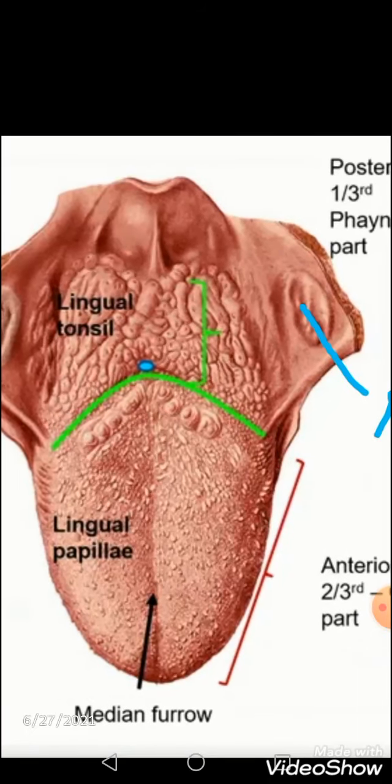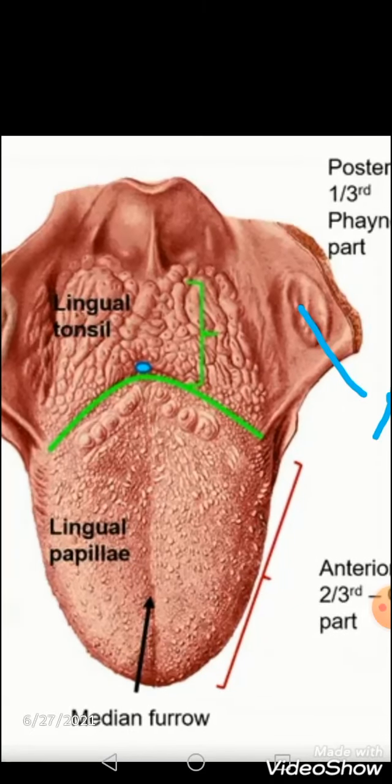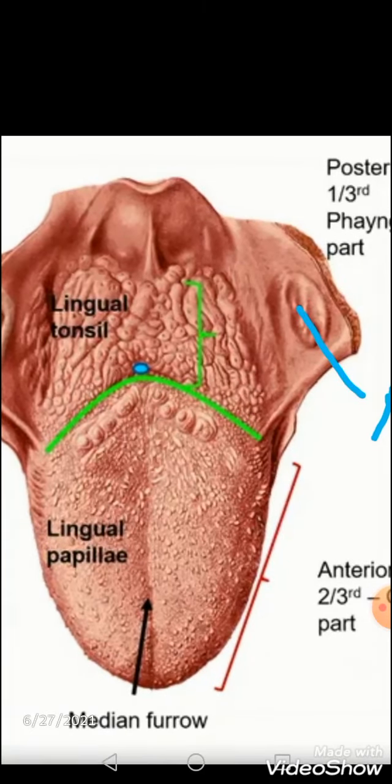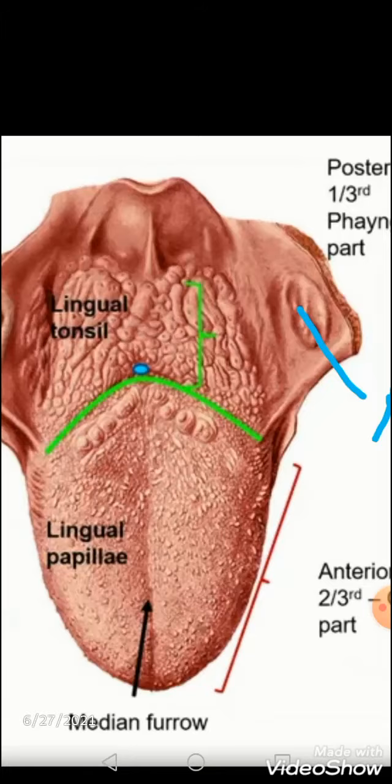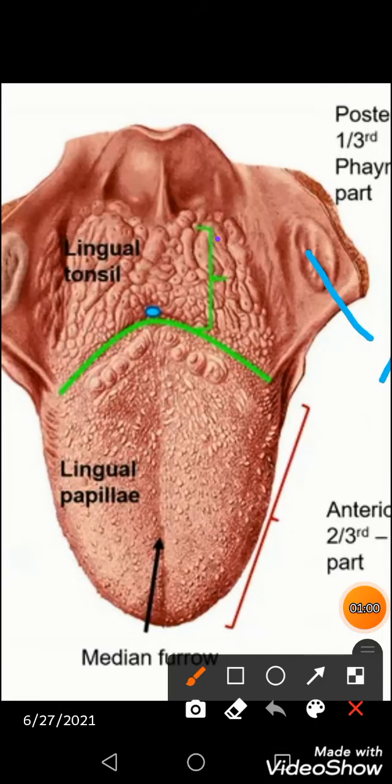What are they? Basically here, no lingual papillae are present, but the lymphoid nodules give a cobblestone appearance to the posterior 1/3 of the tongue, and hence form the lingual tonsil. And if you see the most posterior part of the tongue, which is called the pharyngeal part, it contributes to the anterior wall of the oropharynx, right?